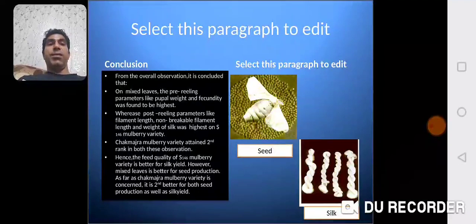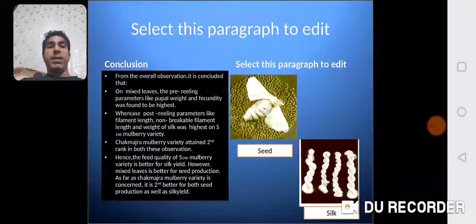Hence, the feed quality of S146 mulberry variety is better for silk yield. However, mixed leaves are better for seed production. As far as Chakmazra mulberry variety is concerned, it is second best for both seed production as well as silk yield.